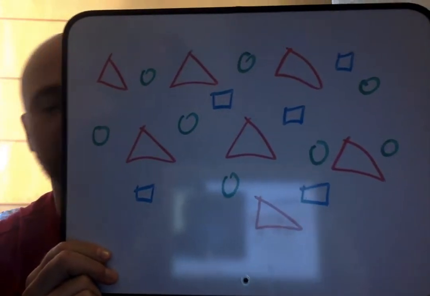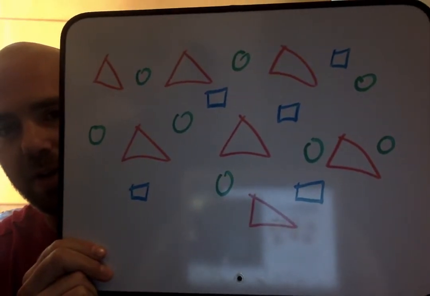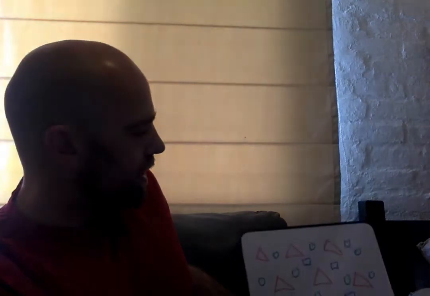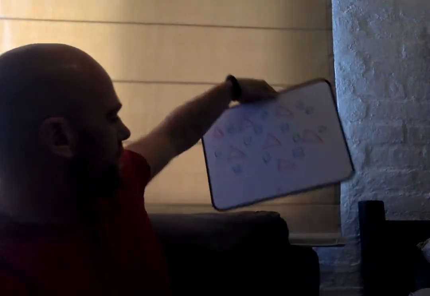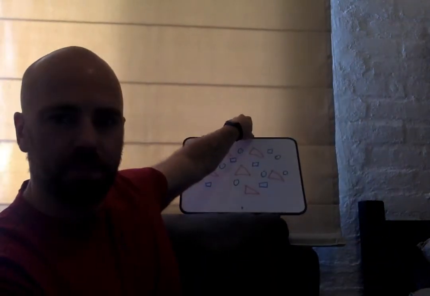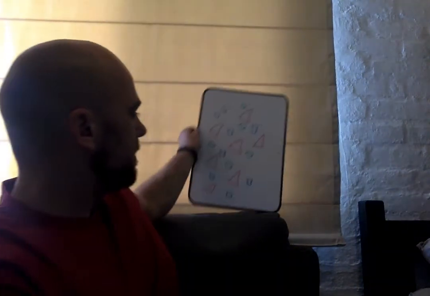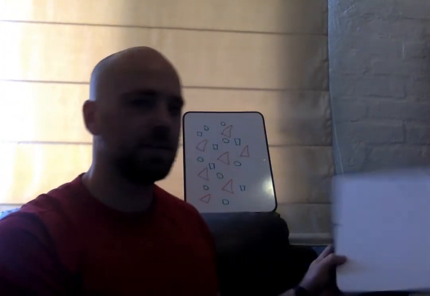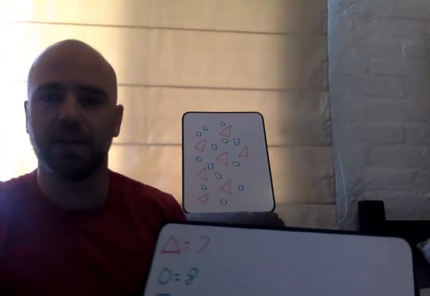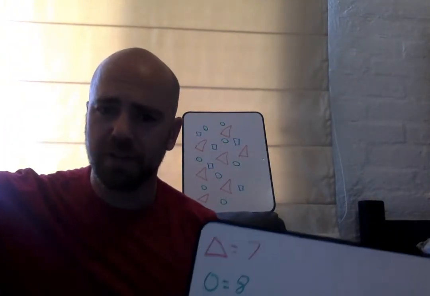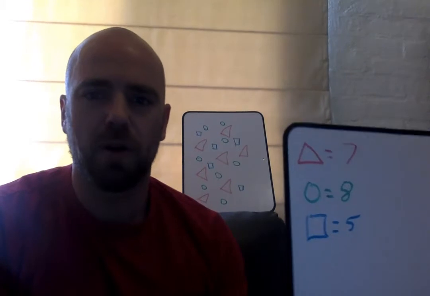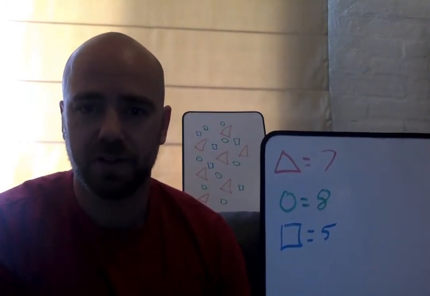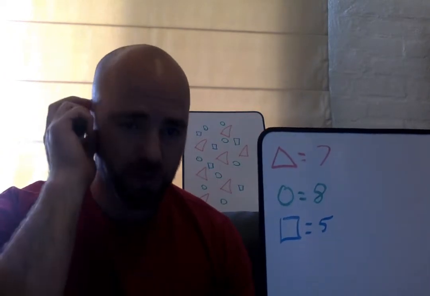I've got another board that I'm actually going to use to talk about it. I'm just going to set this one aside for now. I don't know if you'll fully be able to see it if I lean it up here like this. Okay, so you can always refer back to that one if you need. What I've done here is summarize what we have: 7 red triangles, 8 green circles, and 5 blue squares.